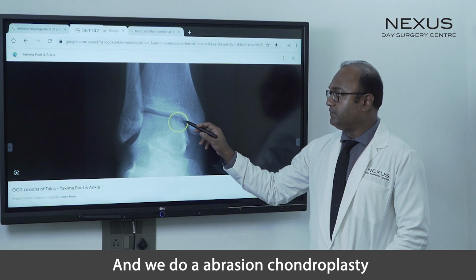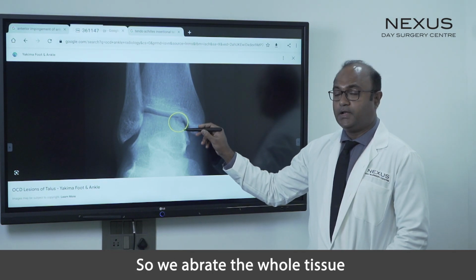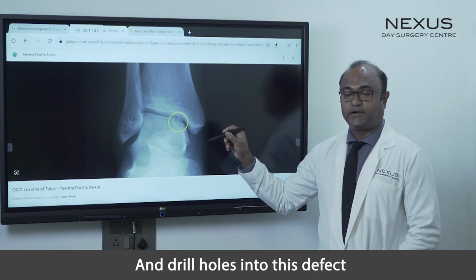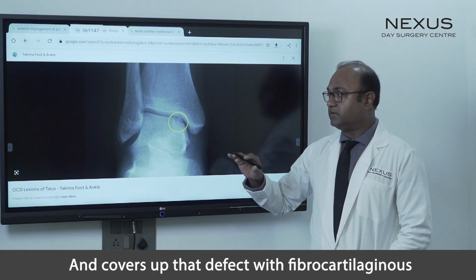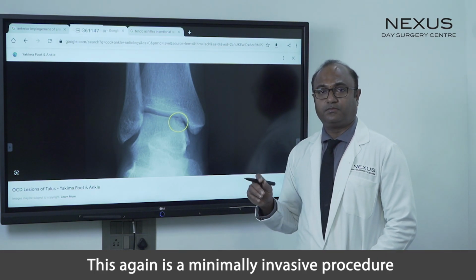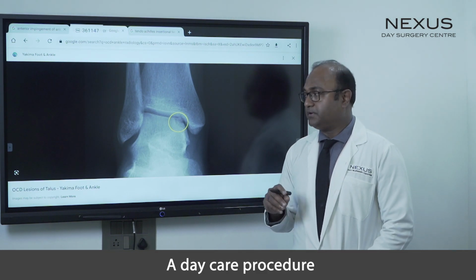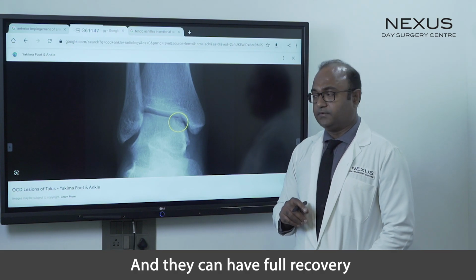When the lesion is small, we are able to manage this by a procedure which is anterior ankle arthroscopy, and we do an abrasion chondroplasty. So, we abrade the diseased tissue and drill holes into this defect so that fresh blood circulation comes from within and covers up that defect with fibrocartilage. This again is a minimally invasive procedure, a day care procedure. The patient needs to undergo some rehab for a few weeks and they can have full recovery.